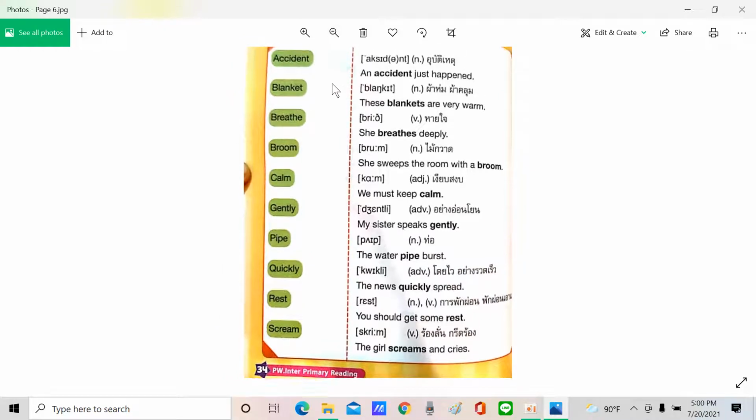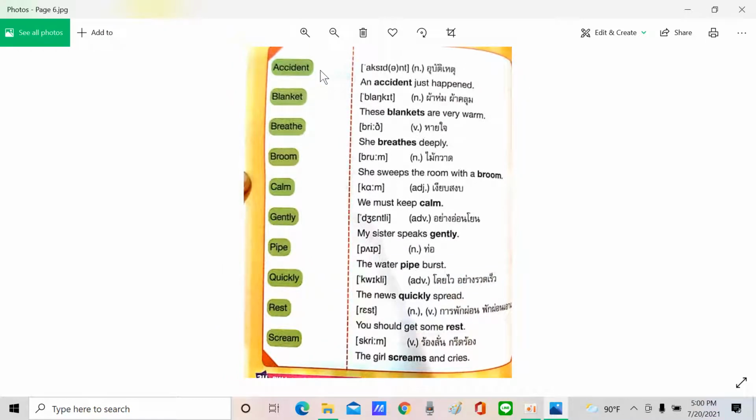Okay, let's review the words again. I'll be reading the words again. Accident, blanket, breathe, broom, calm, gently, pipe, quickly, rest, and scream. Now you have to remember the meaning and especially the spelling of these words because we are going to have a spelling test on Thursday. So please study the spelling of these words for a spelling test on, when is that? Yes, you're right. That would be on Thursday.